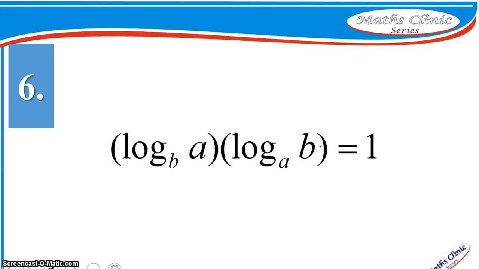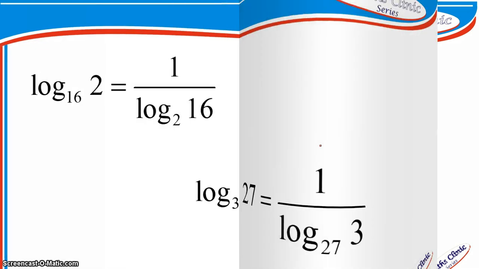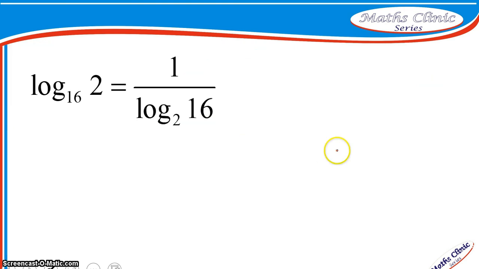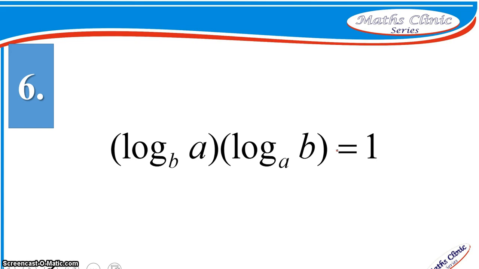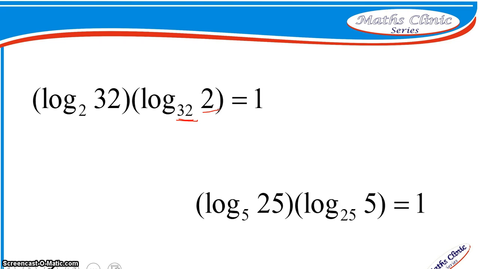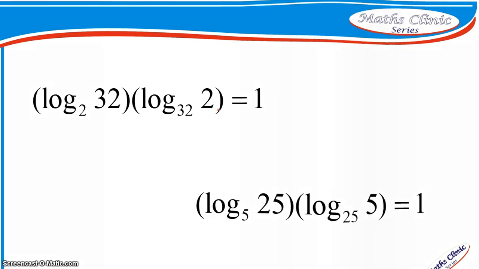Then finally, this one is more or less an advanced form of the previous one. If you cross multiply, you are going to get 1 is equal to this times that. So what it means is that if I have log base b of a multiplied by log base a of b, then the result will give me 1. You get it? Example, if I have log base 2 of 32 multiplied by log base 32 of 2, then the result will just give me 1. That's as simple as that.